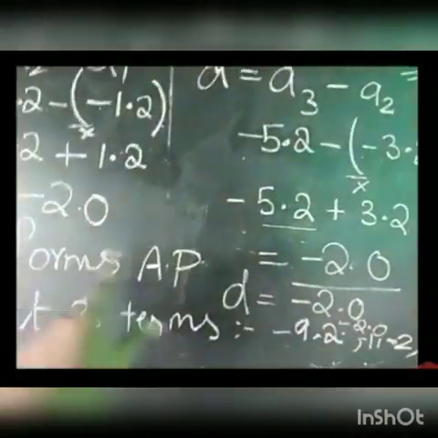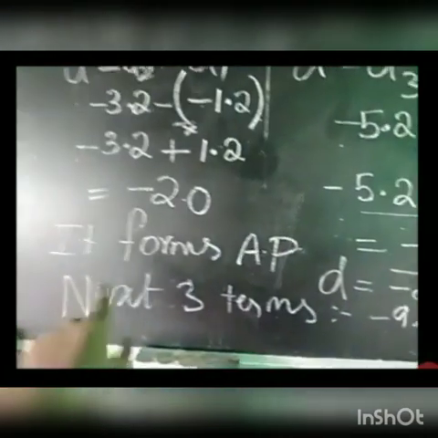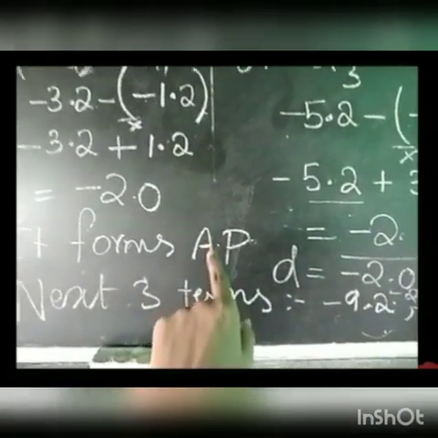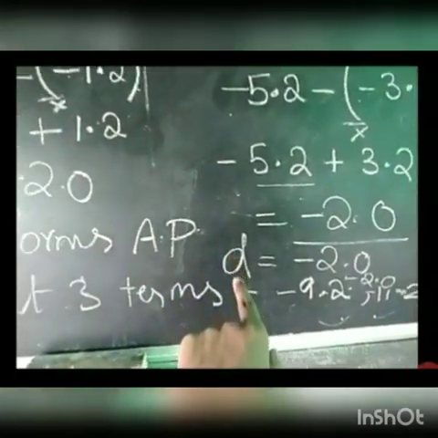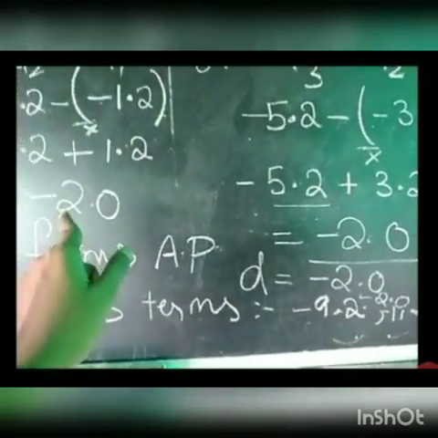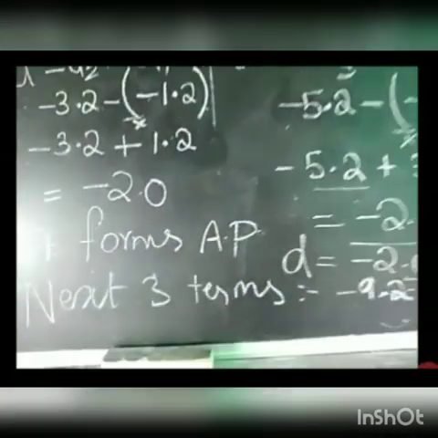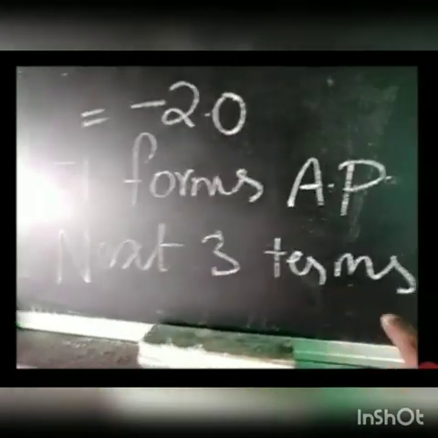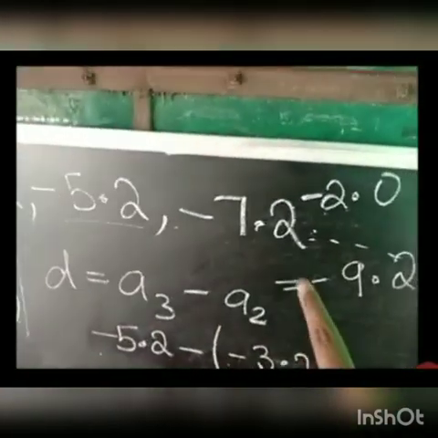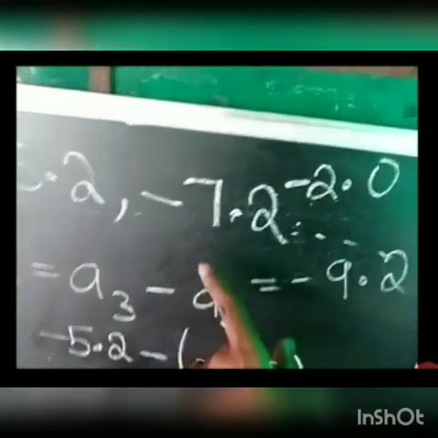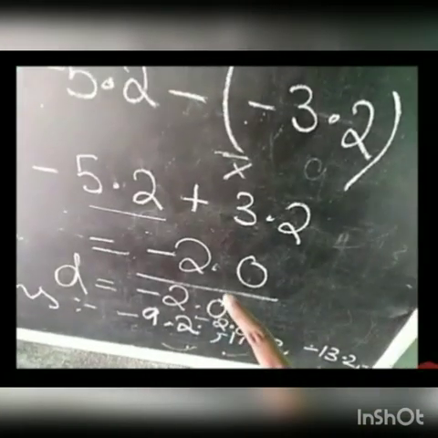I hope you understood. Once we got the common difference two times to be the same value, we have to conclude that it forms an AP. After you said that it forms an AP, you have to find the common difference, that is minus 2.0. Once you got to know about the common difference, you have to write the next three terms. How to write? In the given sequence, what is the last term? Minus 7.2. To that we should add the common difference minus 2.0.